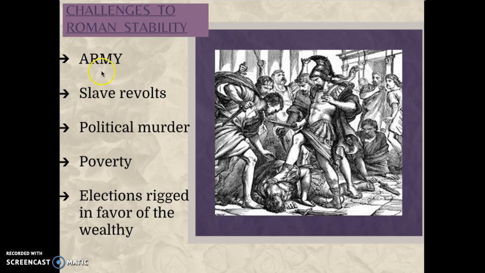And not only with the changes in the army, we start to see challenges to Roman stability. Sometimes the army becomes loyal to generals rather than the Republic. We'll see a series of slave revolts, political murders and intrigues, poverty, right? A wealth gap. Anytime you see that, it usually leads to revolutions throughout history. And then we start to see corruption in the system, right? The elections are rigged in favor of the wealthy, and people are not feeling represented, etc.